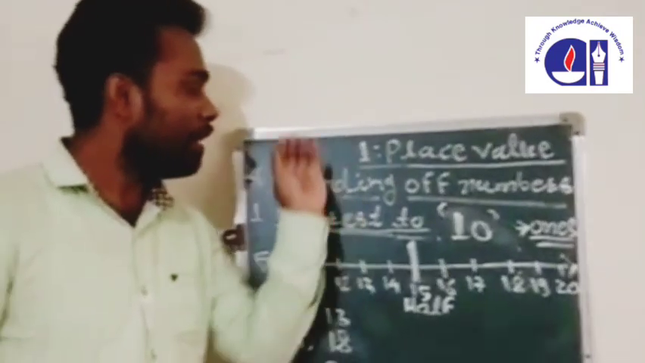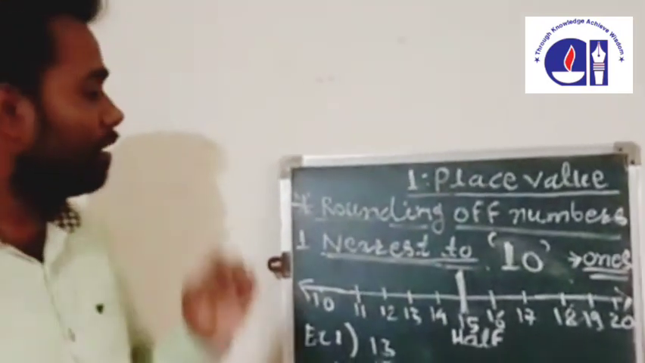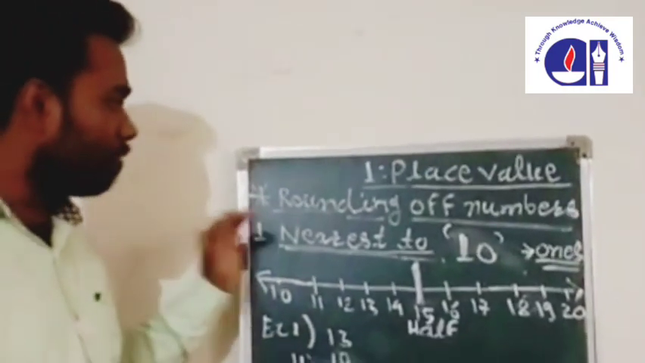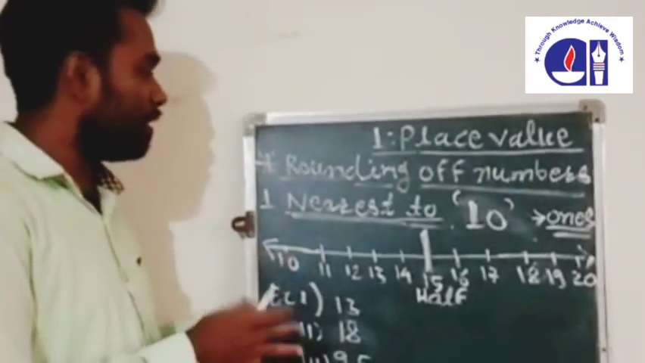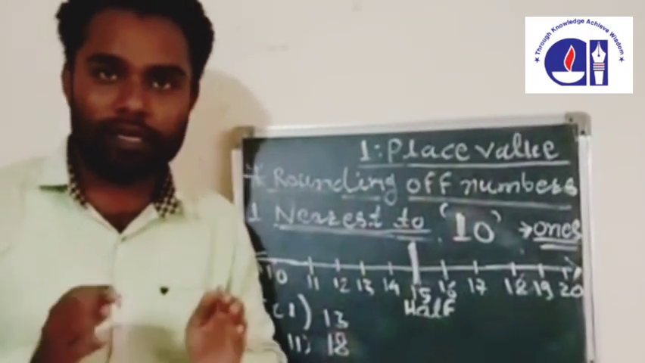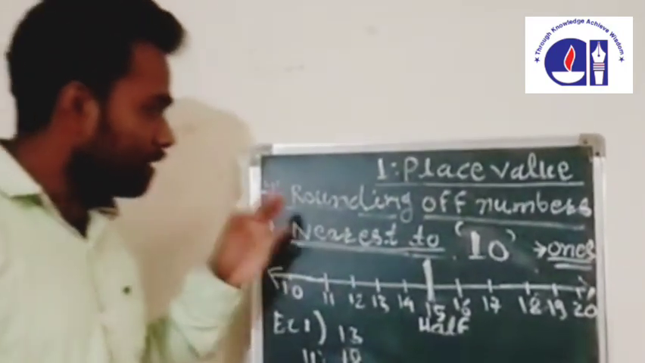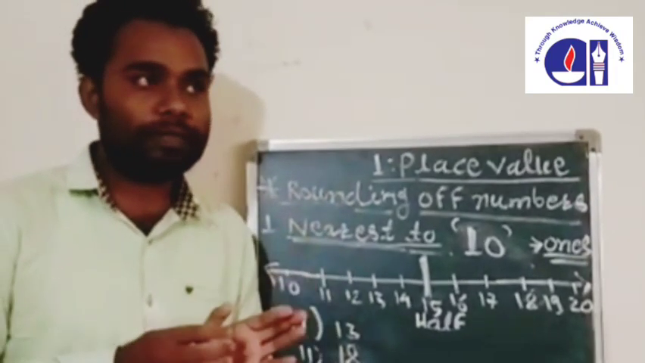One place value. In the last video we studied how to form the smallest and largest number. Now in this video we are going to study rounding of numbers to the nearest 10, 100 or 1000. What is the rounding of numbers?